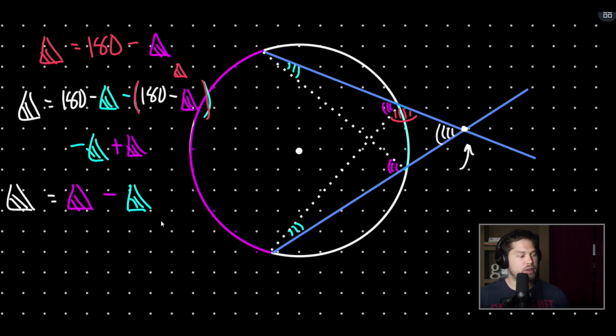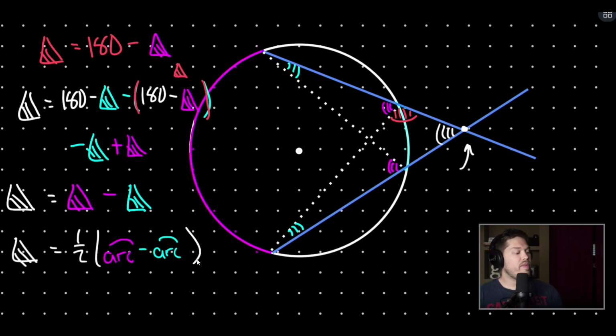So we're going to scale it up by a factor of 2 and then divide by 1/2 so that we can say that our white angle is equal to 1/2 times our purple arc minus our blue arc. And there we have it. And so notice that whenever the point of intersection is outside the circle, you're always going to be subtracting the smaller arc from the larger arc and then dividing by 2 in order to find the angle measure.